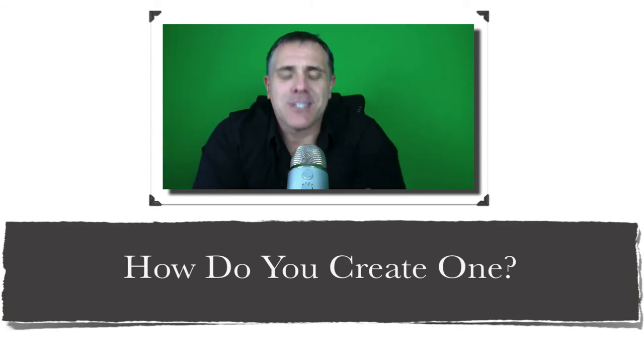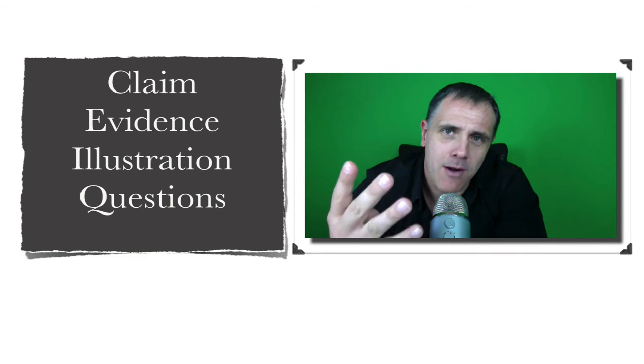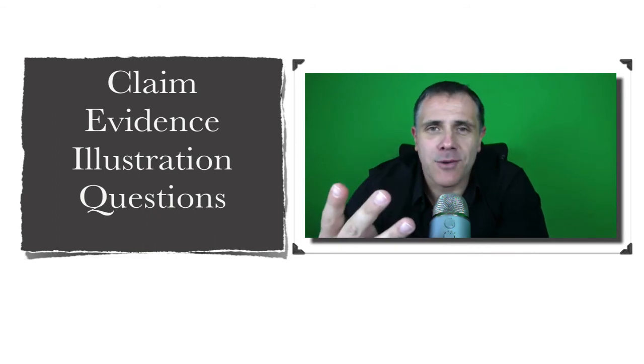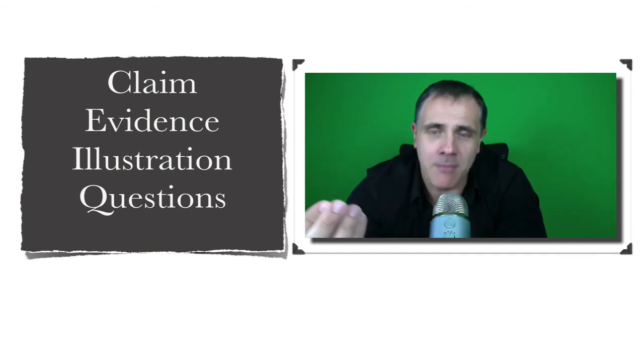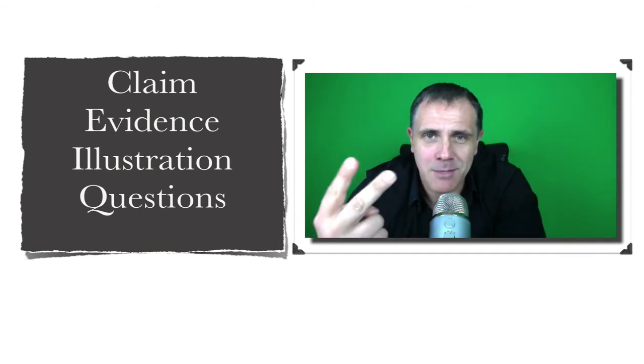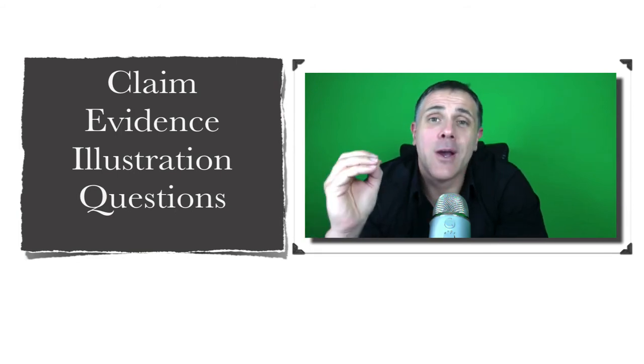Now, Roberto, how do you build those persuasive chunks? There are 4 main components for these persuasive chunks. Get a pen and paper, write this down. Number 1, claim. Number 2, evidence. Number 3, illustration. Number 4, questions.